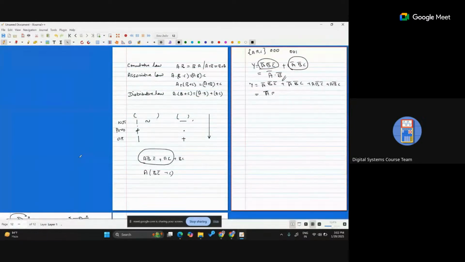I can take A bar B bar common, then C bar plus C, plus A B bar common, then C bar plus C. It gets cancelled. So finally it becomes A bar B bar plus A B bar. Am I right? Again, this is equal to B bar times (A bar plus A), which is equal to B bar.